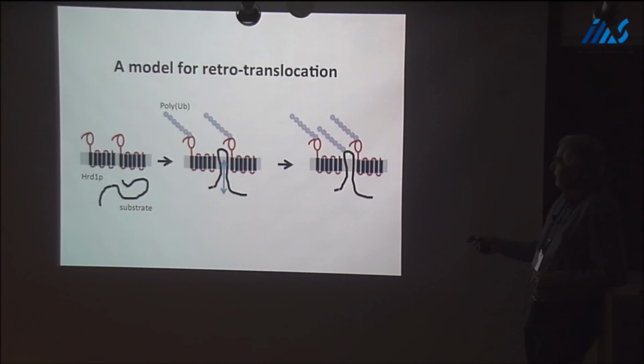When a lysine arrives on the cytoplasmic side, it can be modified by the HERD1 molecule as well. Once you have a polyubiquitin chain on the substrate, it's so bulky that presumably it prevents the backsliding of the chain into the lumen. So it's again a ratcheting mechanism that would allow the substrate to move into the cytosol.